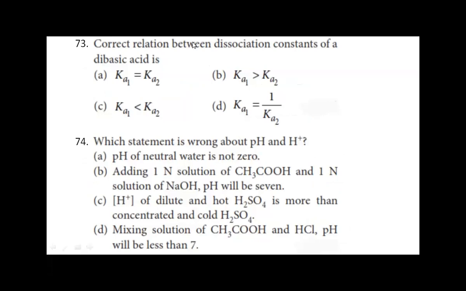Correct relation between dissociation constants of dibasic acid is: Ka1 is equal to Ka2, Ka1 is greater than Ka2, Ka1 is less than Ka2, Ka1 is equal to 1 by Ka2. So what is this Ka1 and Ka2? When we have dibasic acid, it means it has 2 protons which can be donated. So I will write dibasic acid like this, H2A, correct? So it will dissociate to give me what?